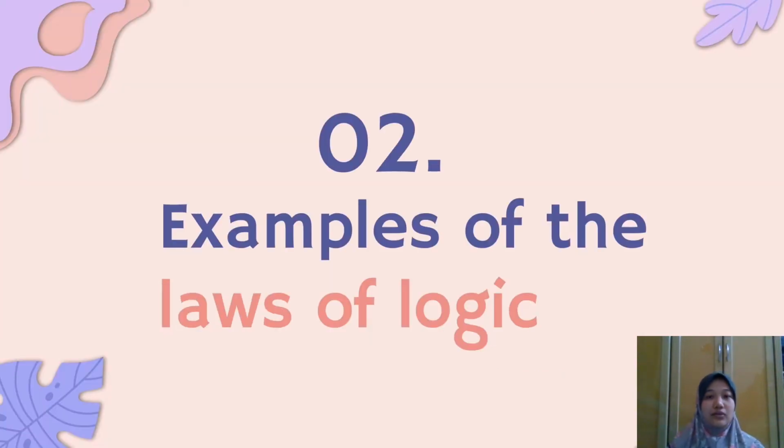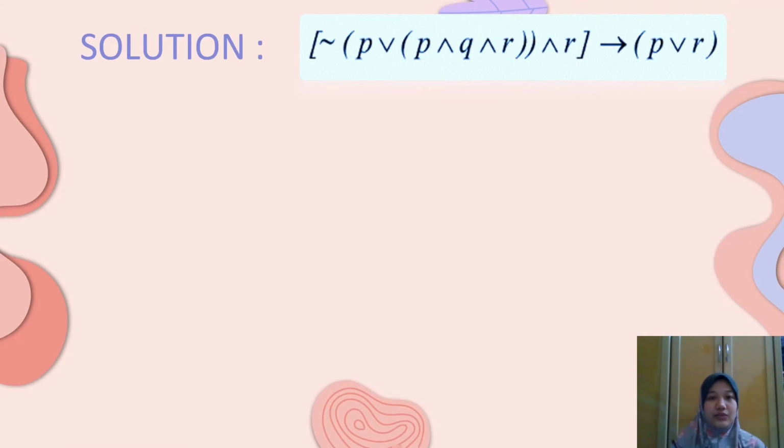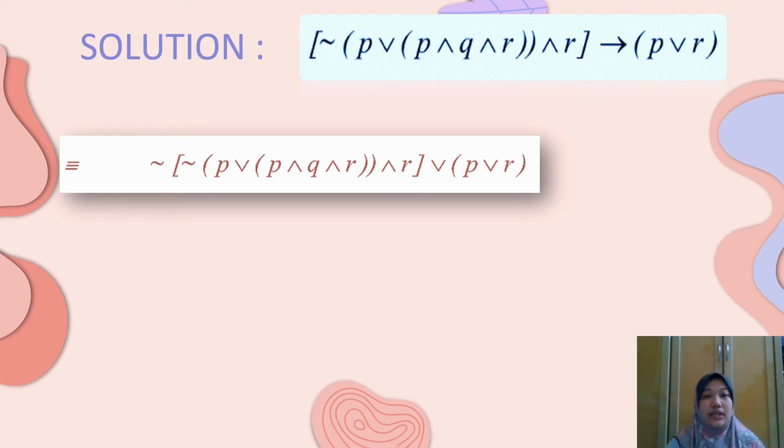Examples of laws of logic. Example 1. Show that the following expression is a tautology by using the laws of logic. So how to solve this question? First thing first, we can see the implied sign in here. So we know that we have to use the definition of implication law.